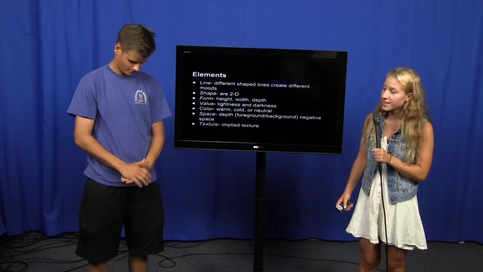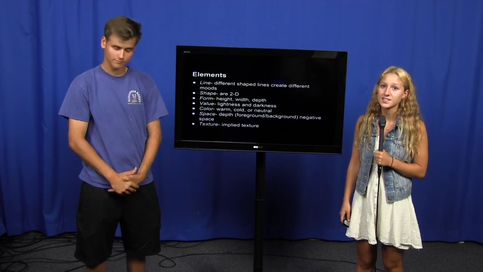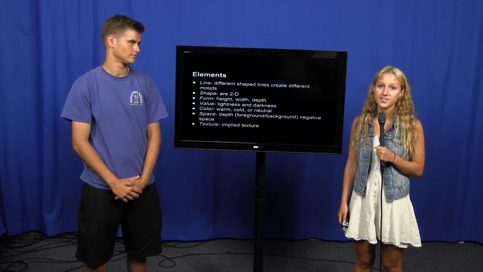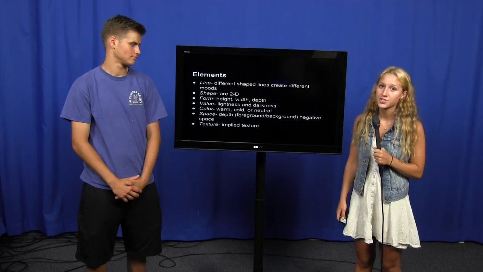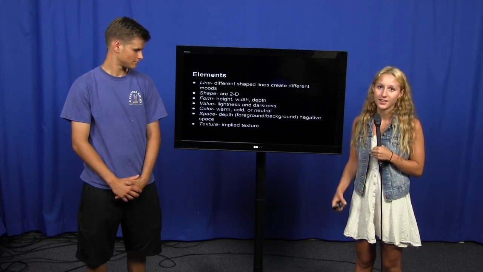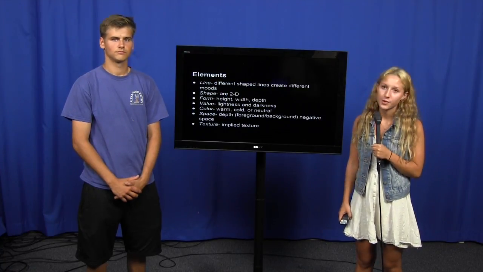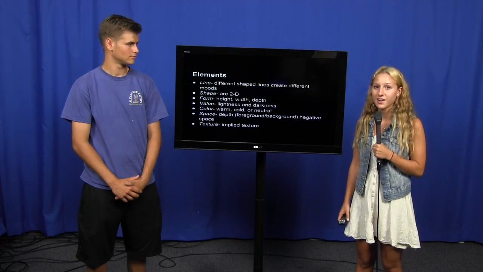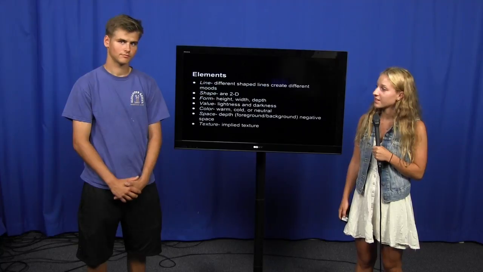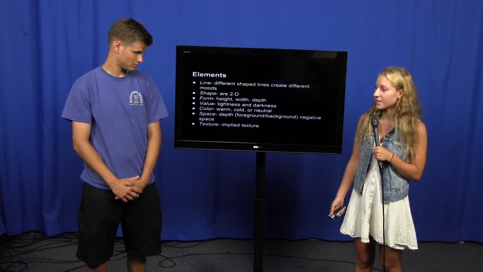And then these are the elements of design. So it's line, which is different shaped lines, which can be horizontal, curvy, diagonal, and they all create different moods. There's shape, which are 2D elements on a painting or a piece of artwork. And then there's form, which is height, width, and depth, which also applies to 3D art. There's value, which is the lightness and darkness of colors. There's color, which can be cold, warm, or neutral colors.